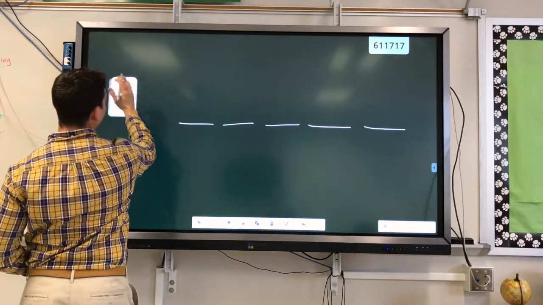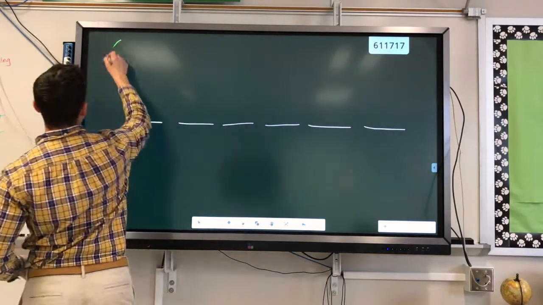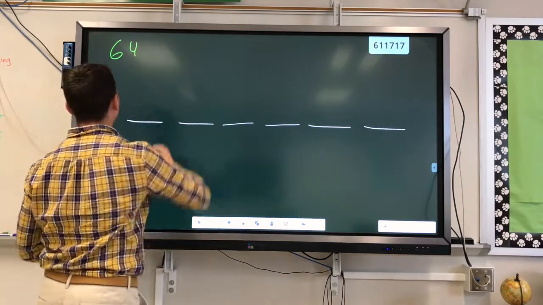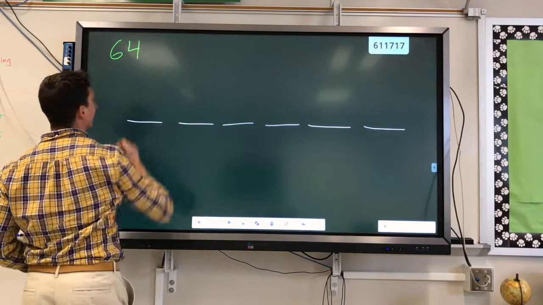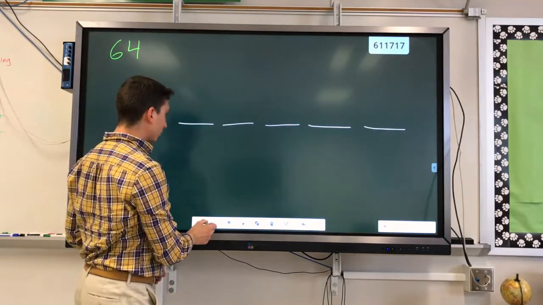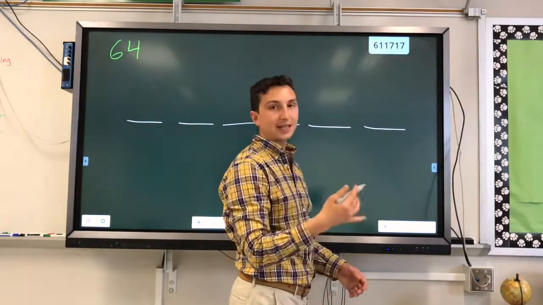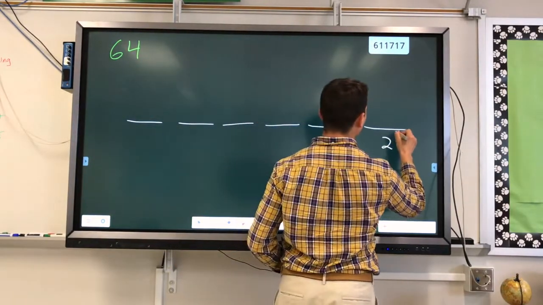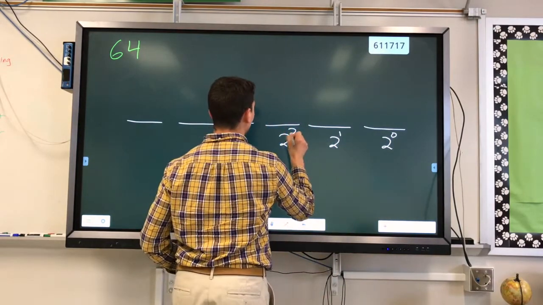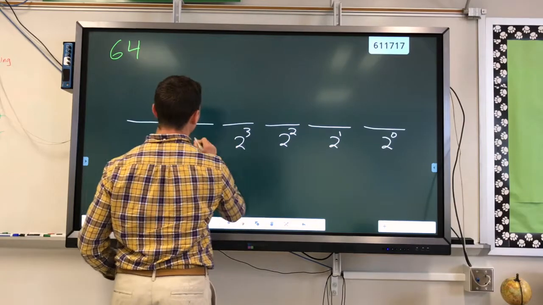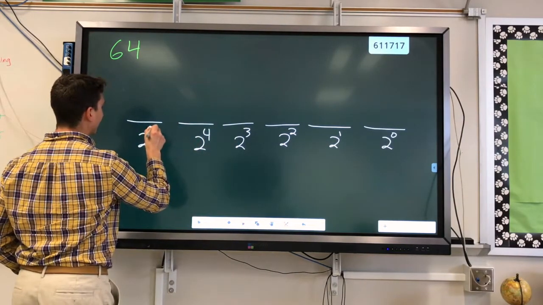We'll put 64 up here so I can remember that I want to get to 64. All right, so I'm trying to get to 64. And let's say I don't know how many bits I need. So we'll say 2 to the power of 0, 2 to the power of 1, 2 to the power of 2, 2 to the power of 3, 2 to the power of 4, 2 to the power of 5. All right, let's see if that's enough.